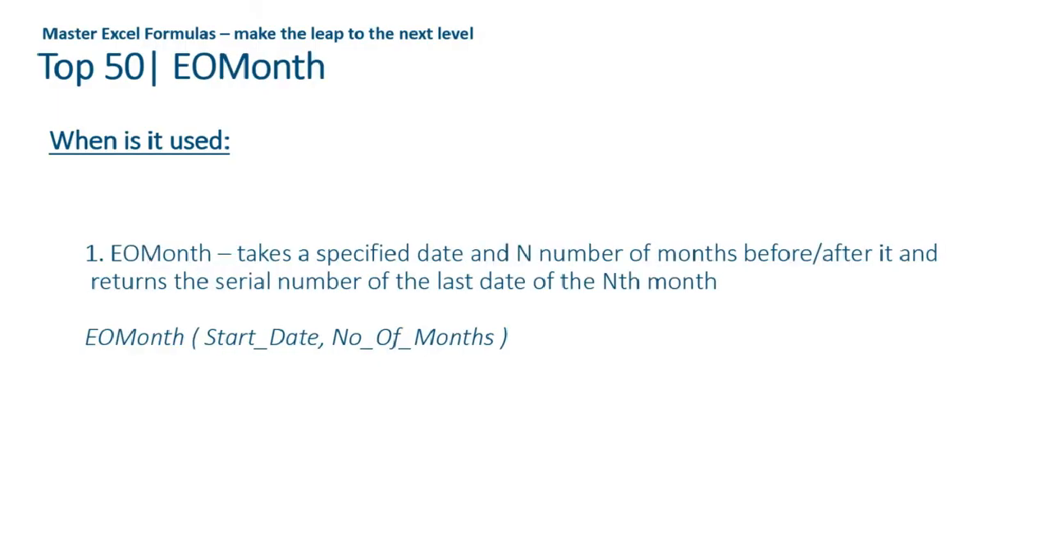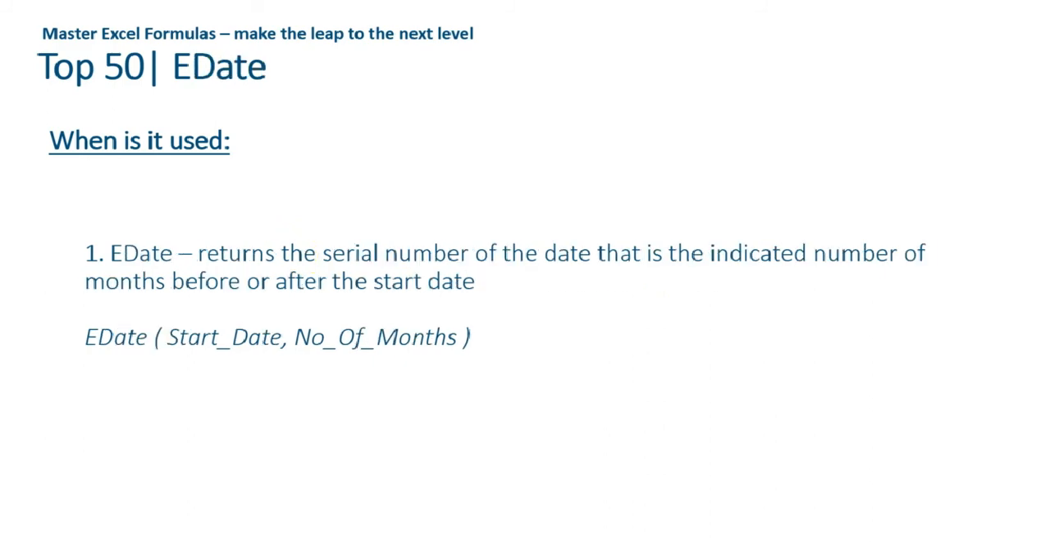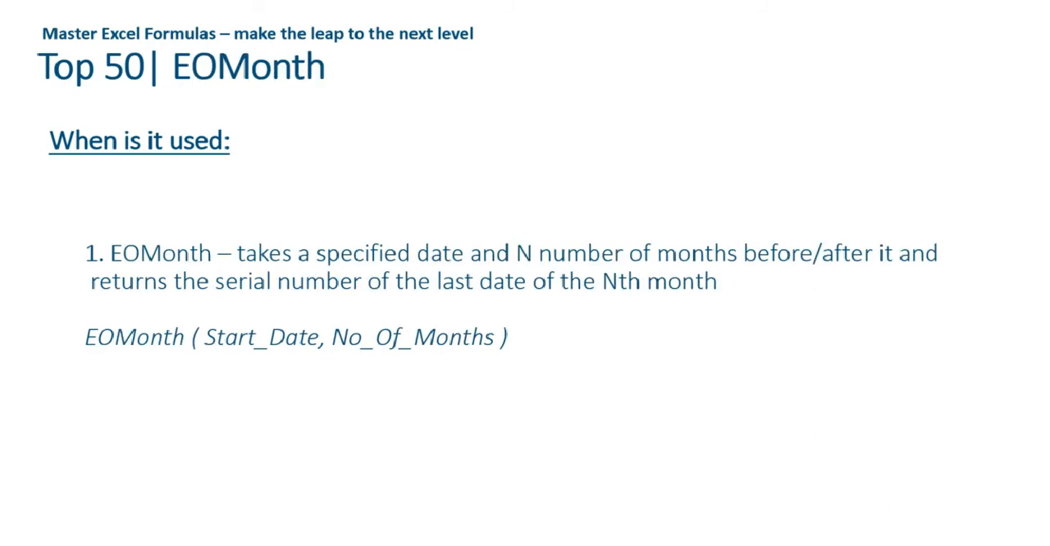The next formula is EOMONTH, end of month. The end of month formula is very similar to the previous formula, which was EDATE. But instead of a specific date, let's say 3 or 4 months from now, it gives you the end of the month after, let's say, 3 or 4 or 10 months. Again, the structure of the formula is basically the same as the EDATE function.